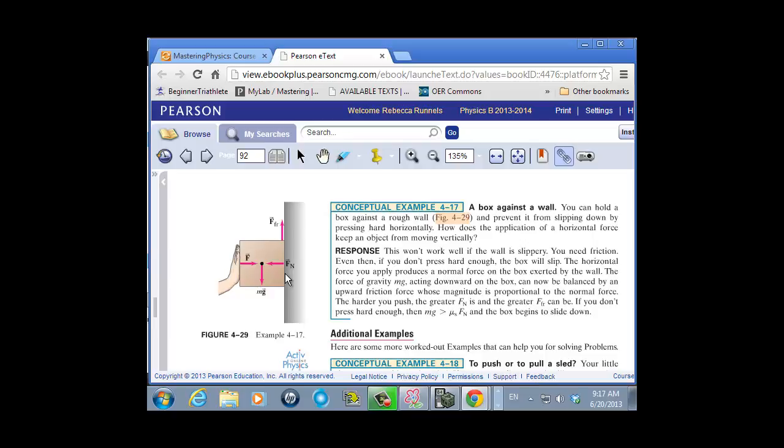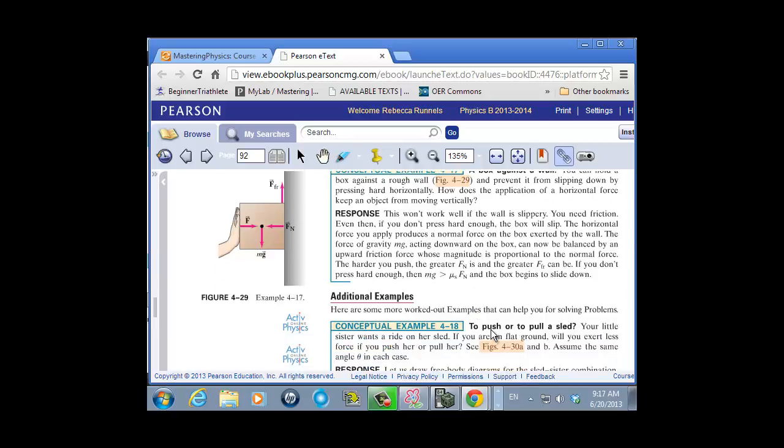Our pushing is providing sort of the normal force, and then that normal force times the coefficient of friction keeps the box from sliding. And if you think about it, just try to imagine if you had a wall with a rough surface, it'd be easier to push to keep it from falling than if you had a completely smooth surface. You'd have to push harder.